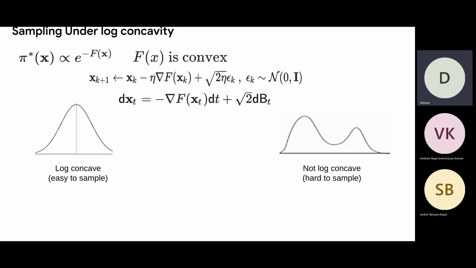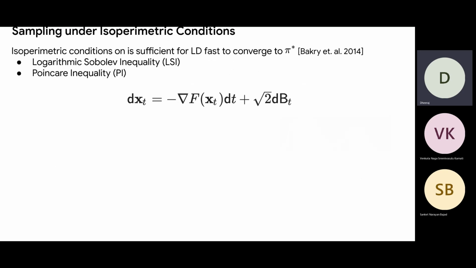So yeah, you can actually go beyond this dichotomy of log concave and not log concave. That is sampling with isoperimetric conditions. There is something called the logarithmic Sobolev inequality and the Poincare inequality, which are functional inequalities that come out of Bakry-Emery theory. And this is a very rich theory which combines geometry, measure theory, and PDEs.